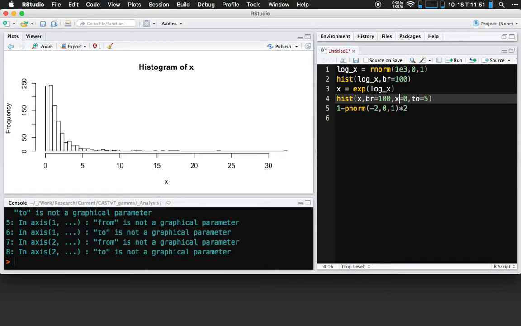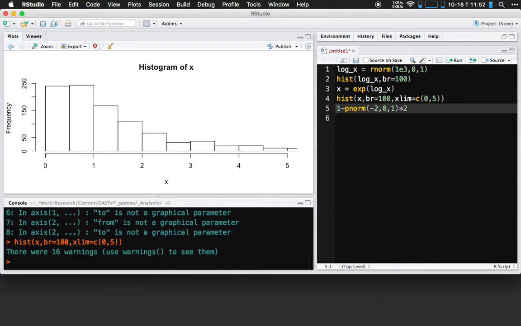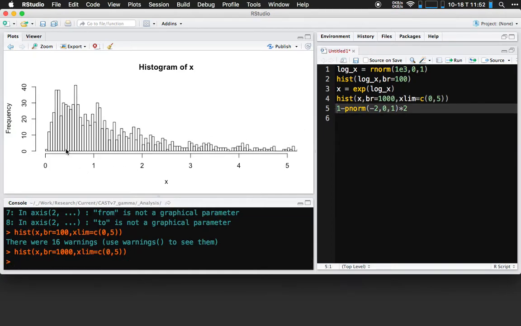I guess I have to say xlim equals c(0, 5). There we go. And I'll say BR equals that. So you get this fairly broad value distribution.